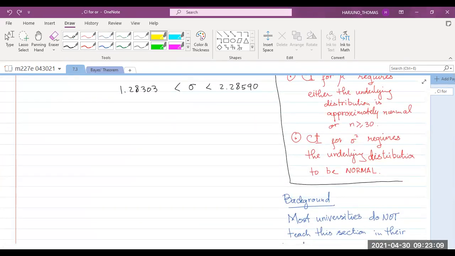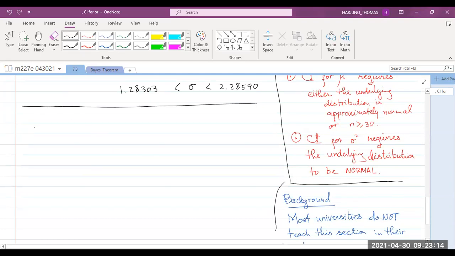Next problem. This time, I want you to try this. Example 2. Suppose n is, let's say, 37, and the sample standard deviation is 12. Construct a confidence interval for sigma at, let's say, a 97% confidence level.